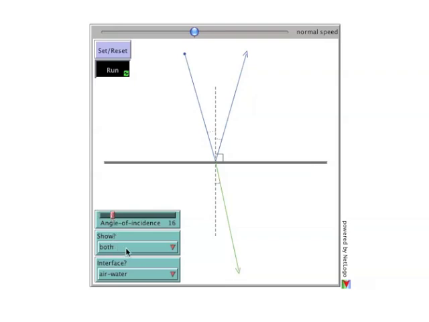Switching Show from both to reflect leaves only the reflected ray. Changing it to refract makes only the refracted ray visible.